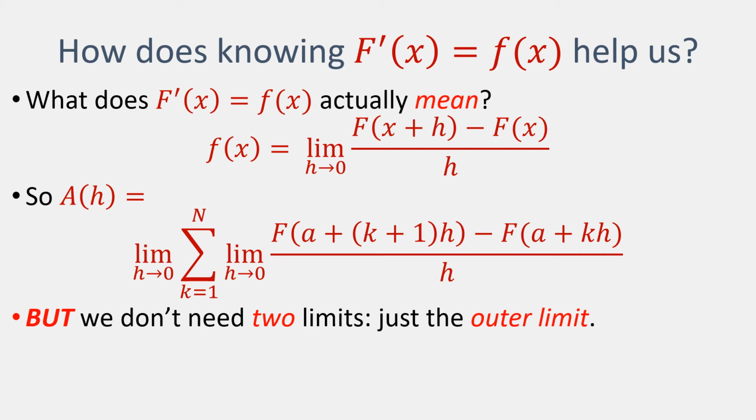However, we don't need two limits. We've got a limit as h approaches 0 here. We've got a limit as h approaches 0 here. But we only need one of these. So we can just, in effect, forget about this and analyse how this behaves in terms of what is happening with the outer limit here.